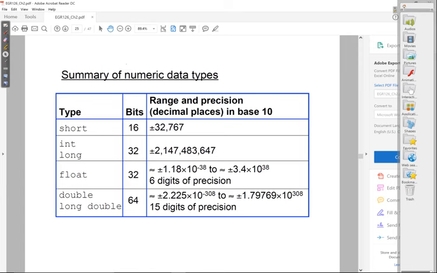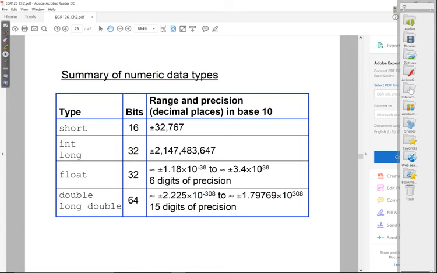So in the very early days of computer programming, people actually created two different types of integers. There was something called a short integer and something called a long integer.